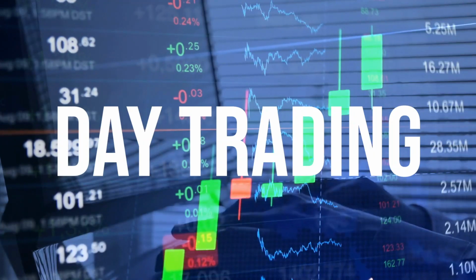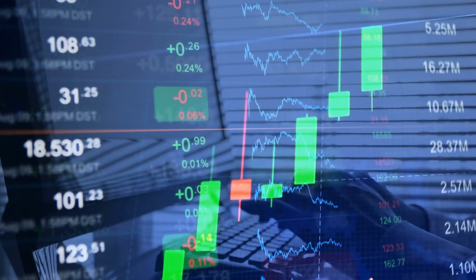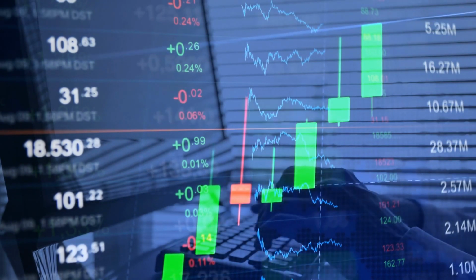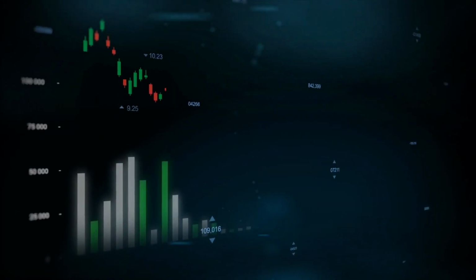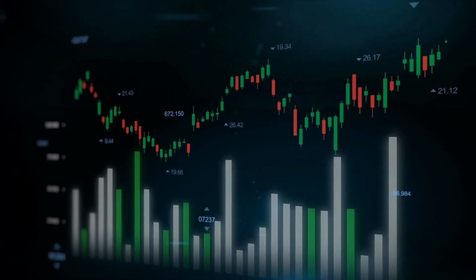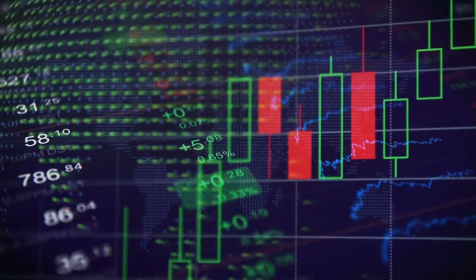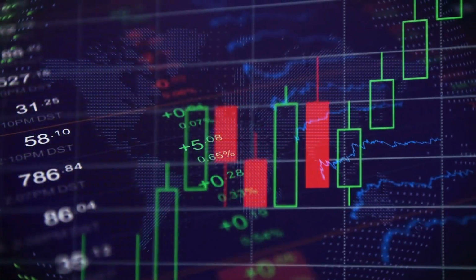Next, we have day trading. Day trading involves buying and selling financial instruments within the same trading day. Traders aim to capitalize on short-term price moves and close all positions before the market closes. It requires careful analysis and managing multiple trades in a limited time frame.